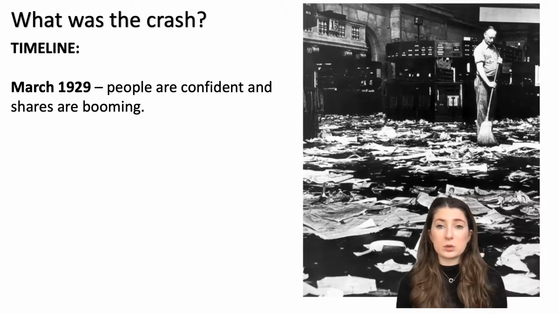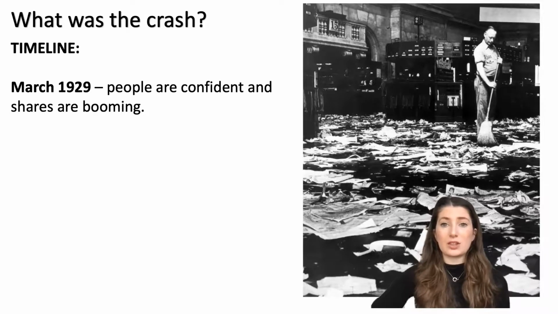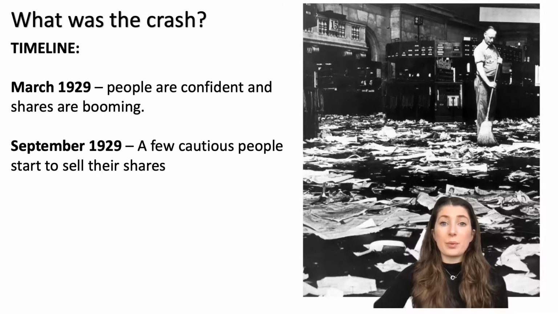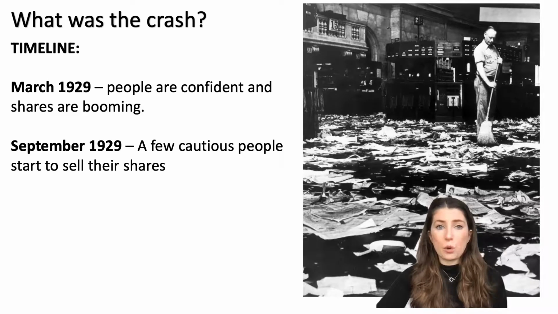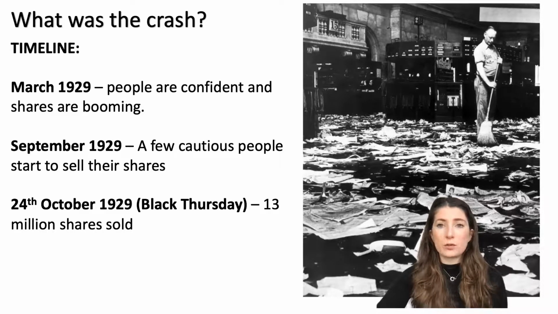Now, in March 1929, people are confident and shares are booming. By September, a few cautious people begin to sell their shares. Now, on the 24th of October, a day that we call Black Thursday, 13 million shares are sold on the New York Stock Exchange, which was 5 times higher than any normal day. The price of a share in the General Electric Company, for example, fell from $3.15 to $2.18.